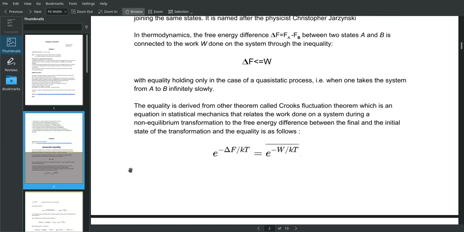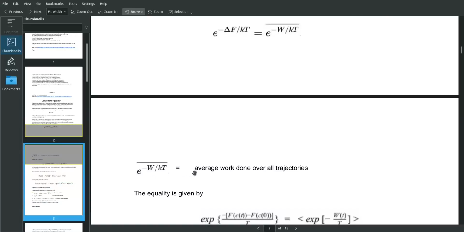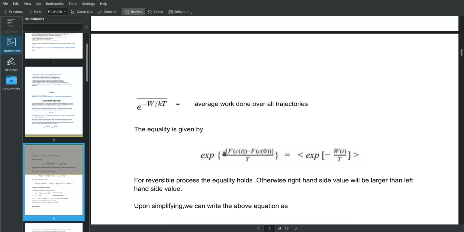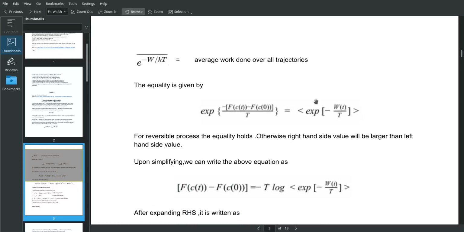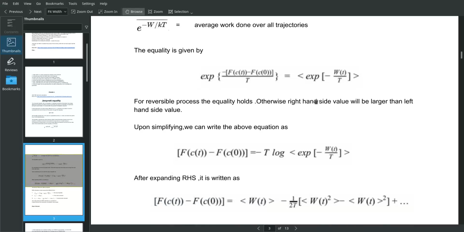Here the equality is e^(−ΔF/kT) equal to the average of e^(−W/kT), where the bar denotes the average work done over all trajectories. So the equality is exp(−(F(c(t)) − F(c(0)))/T) equal to exp(−W(t)/T) averaged. For a reversible process the equality holds, otherwise the right-hand side value will be larger than the left-hand side value. It does not hold for an irreversible process.